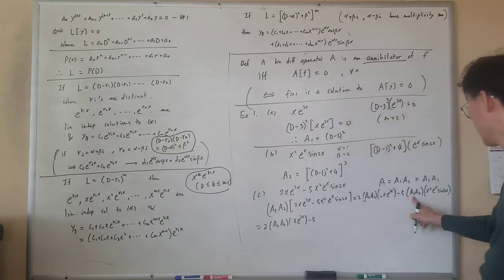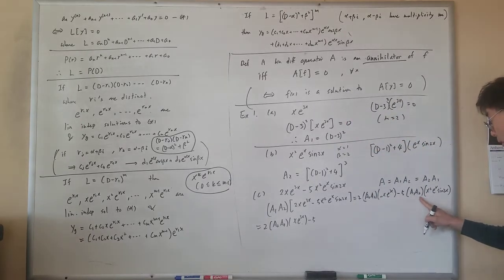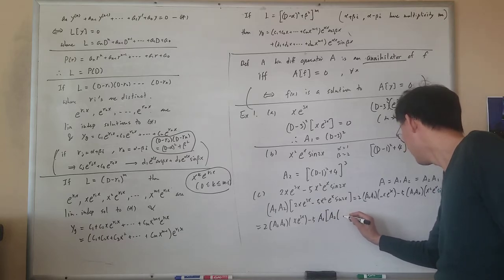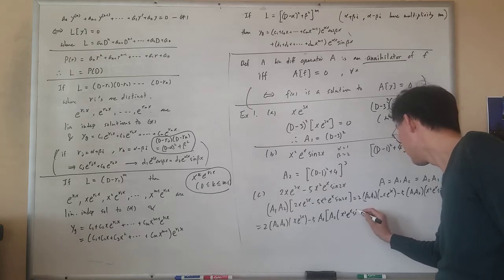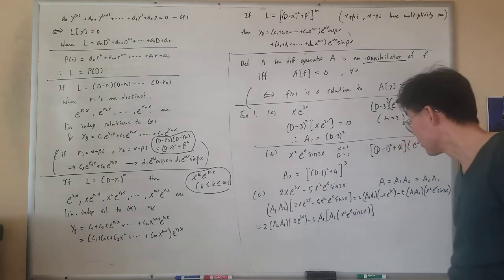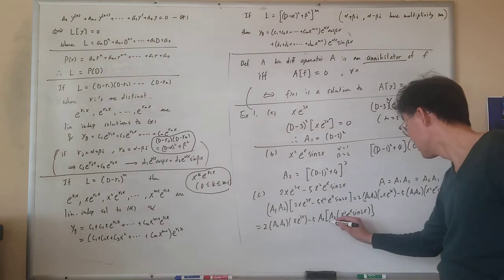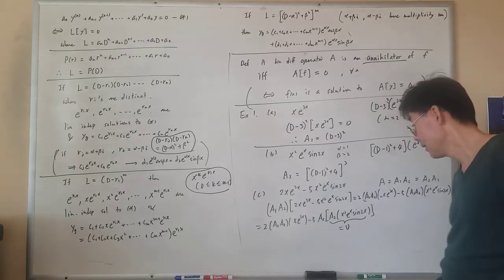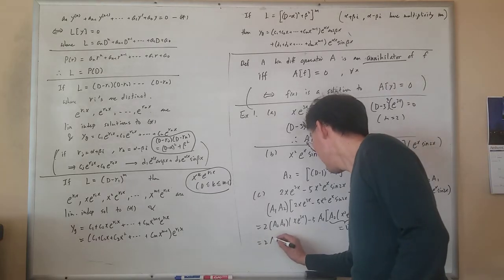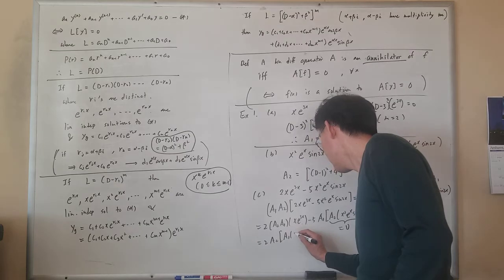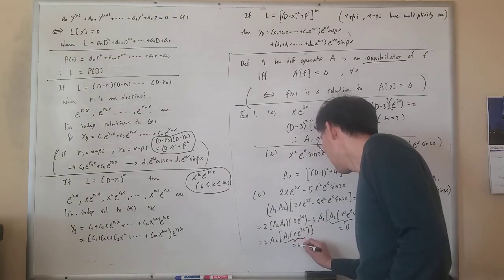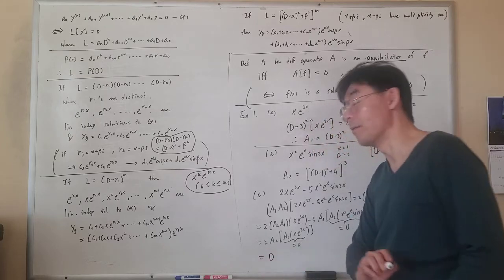Now, what does it mean by the product of two operators? That means a1 after you do a2 of this one. Then what do you get? This is annihilated, 0. And this one, a2 of a1 of x e to the 3x, is also annihilated. So the whole thing will be 0.